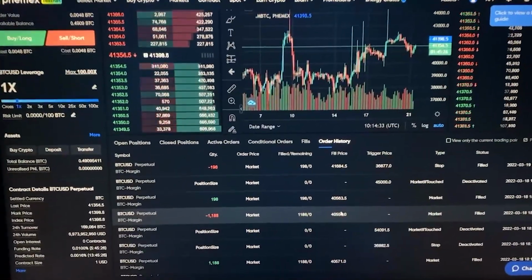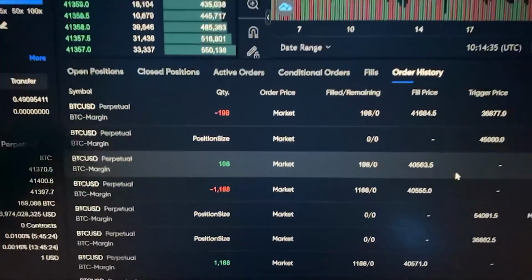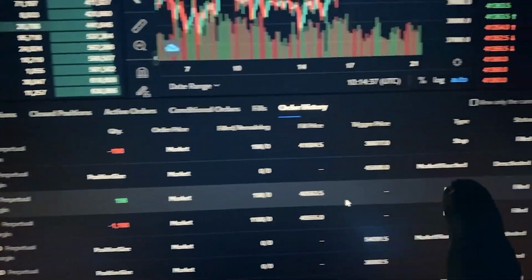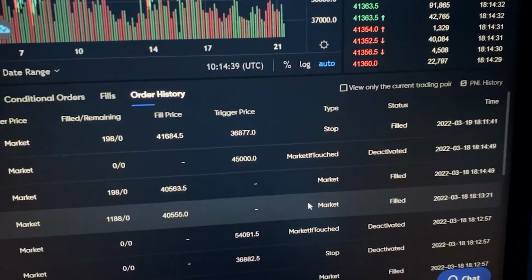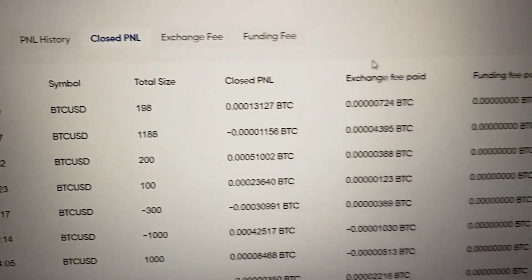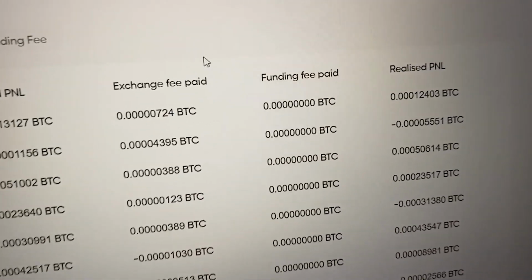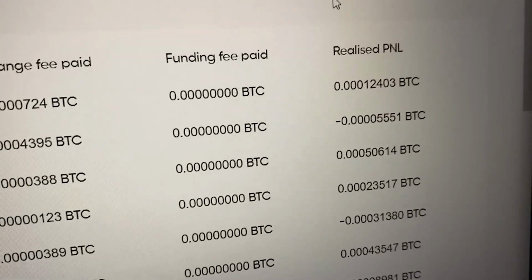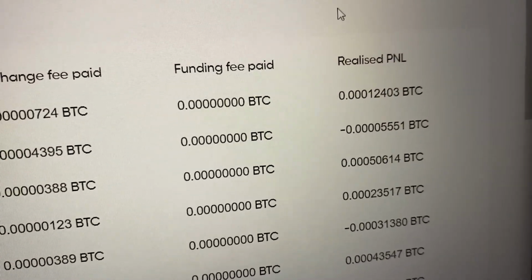Here I'm back on the test net and you can see this was that order and it has been filled. So it was successful. Now I'm checking my P&L, closed P&L. This top one is that latest order that I just did in the video. And you can see, whoa, realized P&L 0.00012403 Bitcoin. I know this is super exciting. You've probably never seen anybody make 0.0001 Bitcoin of fake Bitcoin in simulated trading before, but there you go.